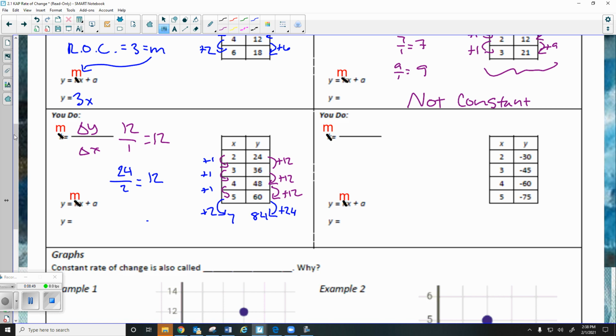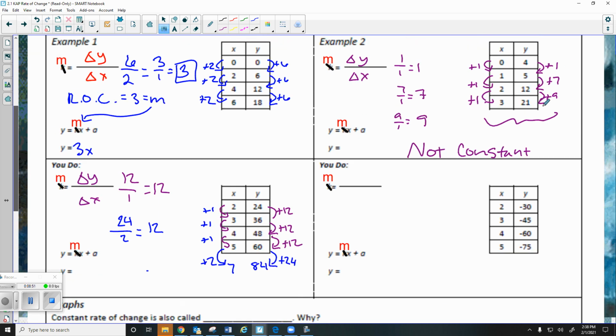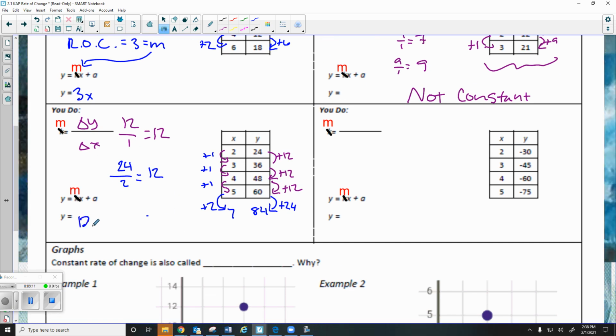I just want to emphasize, just because it's weird numbers, just because they're all different doesn't mean that they're not the same. But if one side is staying the same and one is changing, it's not constant. If both sides are changing, there's a chance that it could still be constant. So in both of these, the rate of change, m, was equal to 12. 12x was my multiplier.